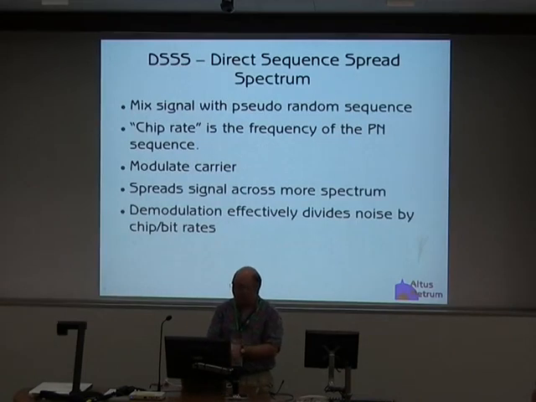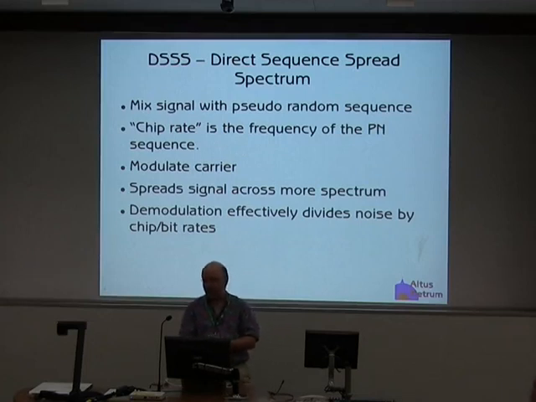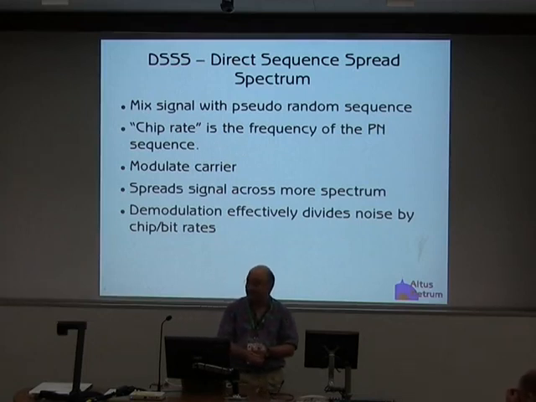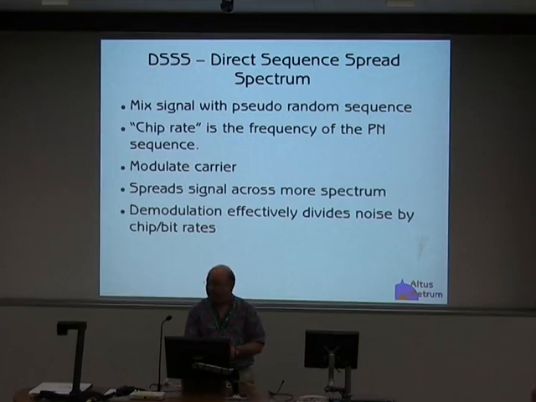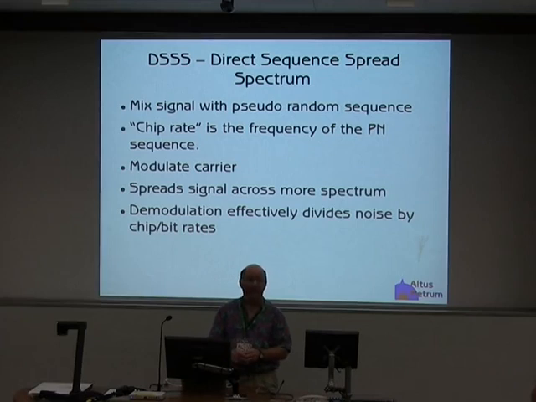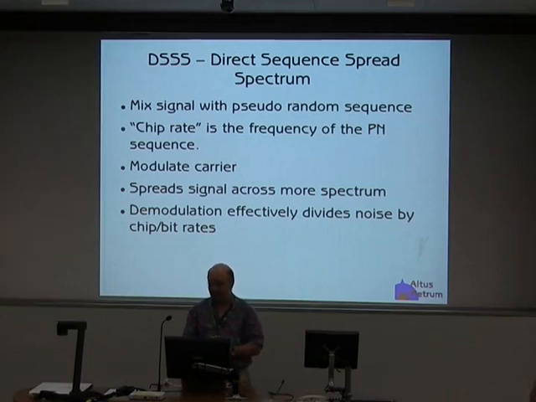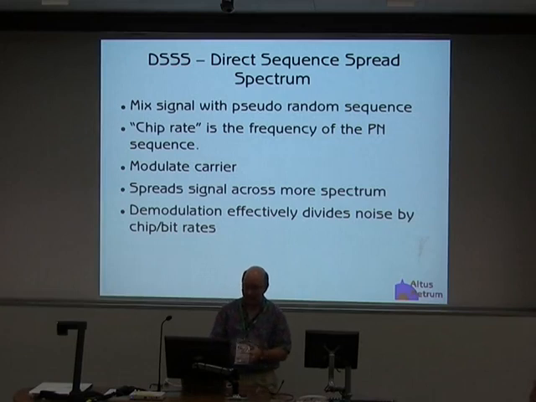Okay. What's another really common modulation technology? It's called direct sequence spread spectrum. People have heard of that? Yeah. It's a fairly simple technology. You take your signal with a pseudo-random noise sequence, usually at a much higher frequency than your signal. Usually, it should be a fraction of your actual carrier frequency in order to get things lined up correctly.